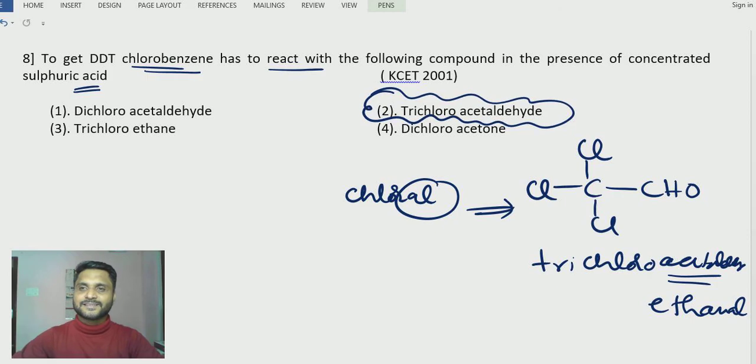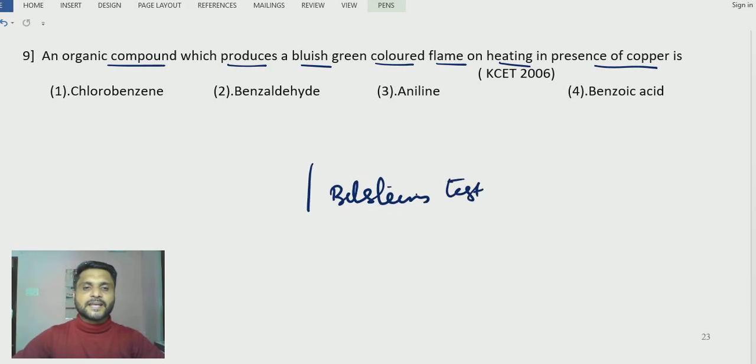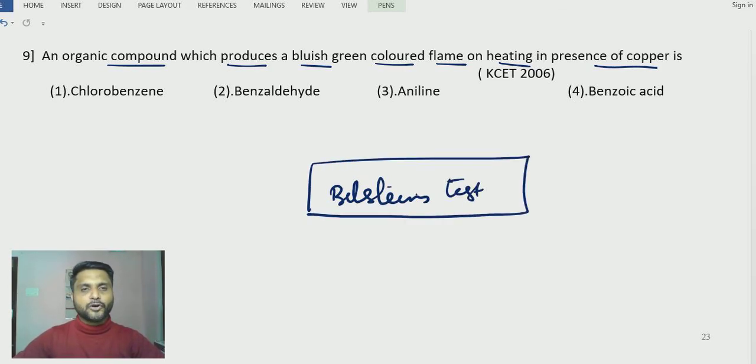Trichloroacetaldehyde. Okay. Question number 9. Organic compound which produces bluish green colored flame on heating in the presence of copper is. See student, this test is called the Beilstein's test. It is known as the Beilstein's test, and this is a test to confirm or identify the halogen atom which is present in the organic compound.